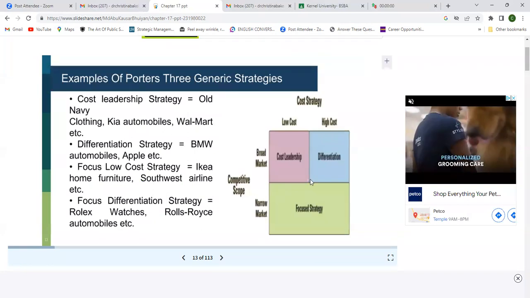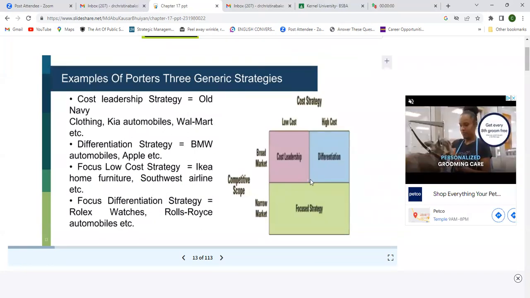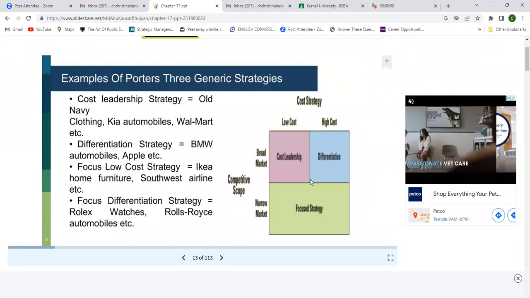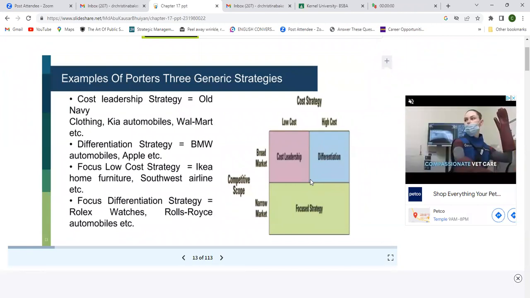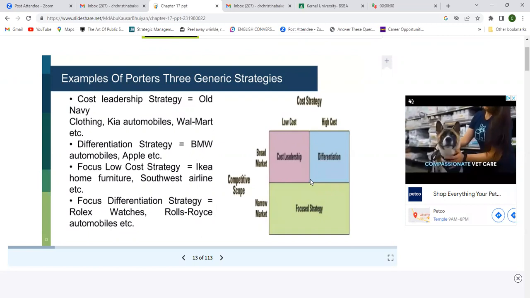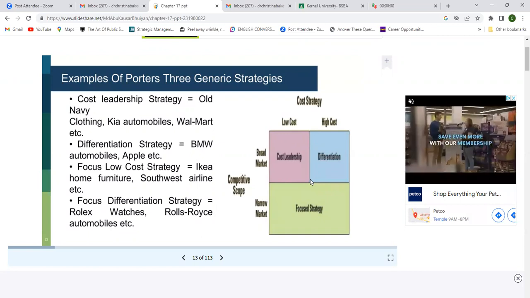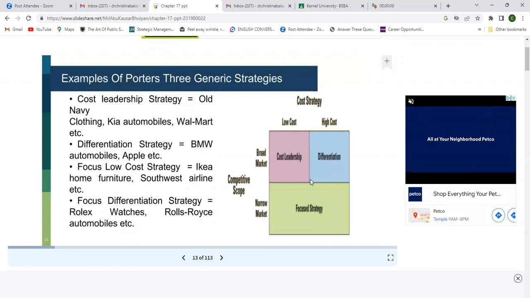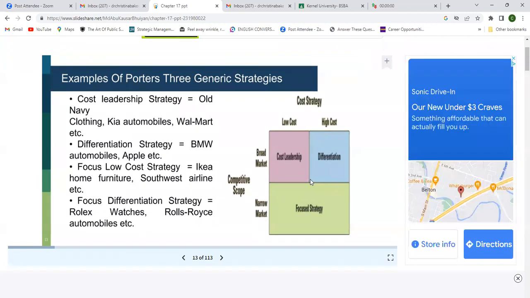Cost leadership strategy: Old Navy clothing, Kia automobiles, Walmart. Differentiation strategy: BMW automobiles, Apple, etc. Focus low-cost strategy: IKEA home furniture, Southwest Airlines, etc. Focus differentiation strategy: Rolex watches and Rolls-Royce automobiles, etc.